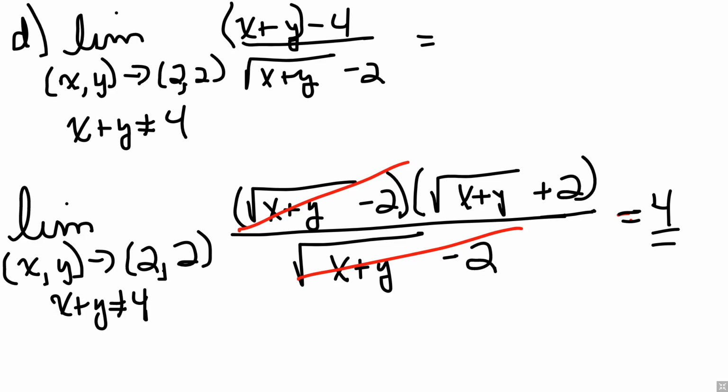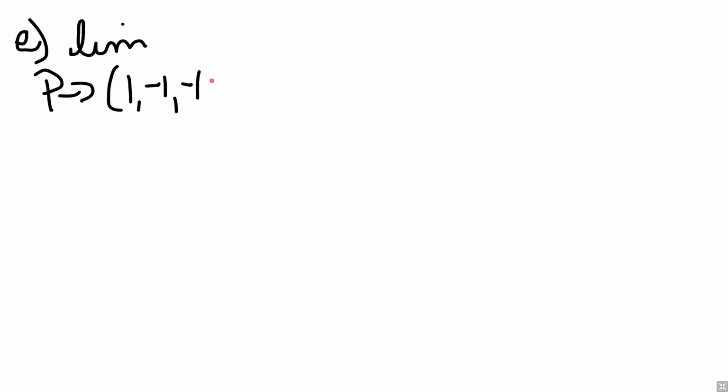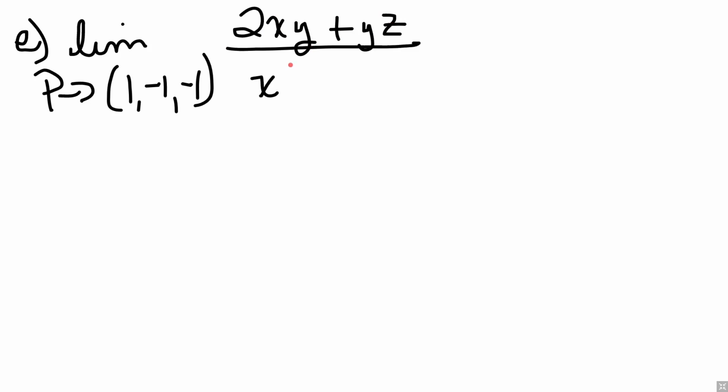Okay. All right, next example. This time we have the limit as p approaches (1, -1, -1) of 2xy plus yz over x squared plus z squared. Instead of writing out x comma y comma z, p is standing for that. Again, what we're going to do is direct substitution.